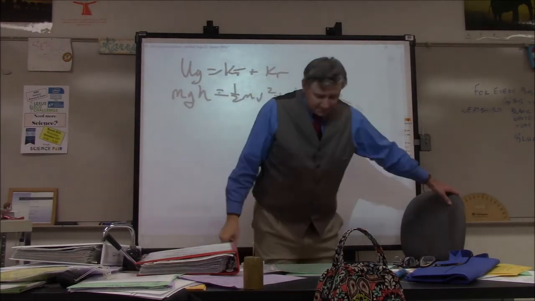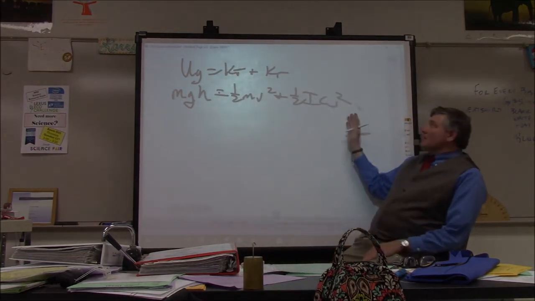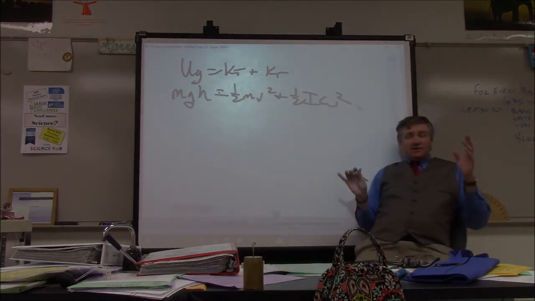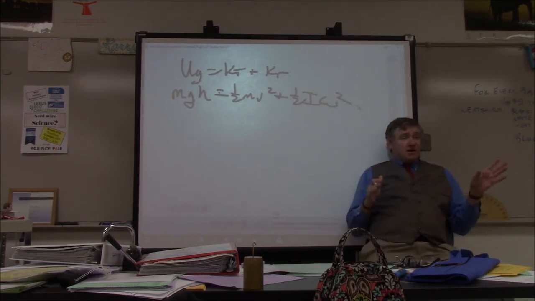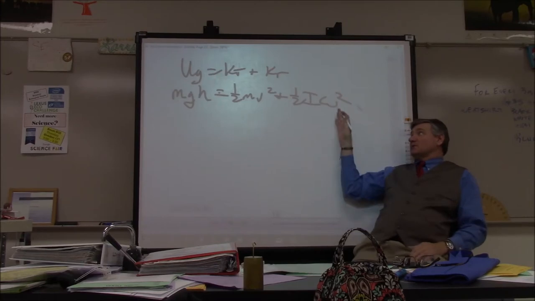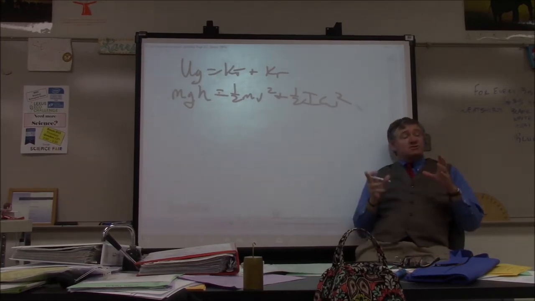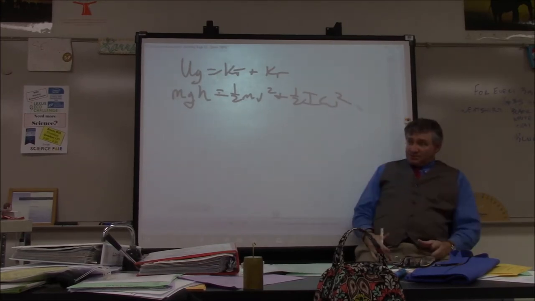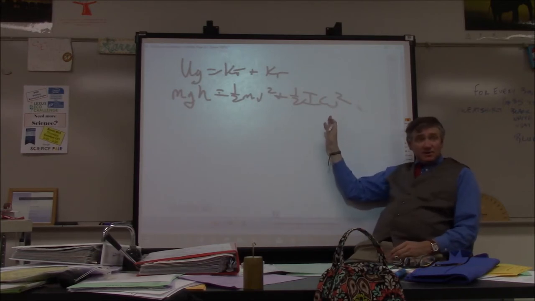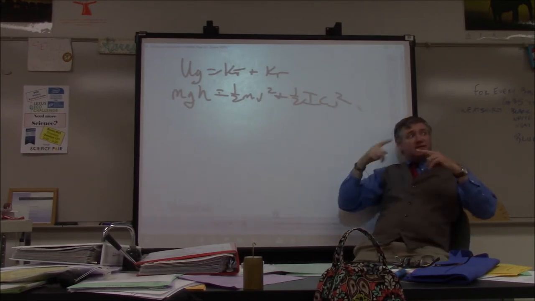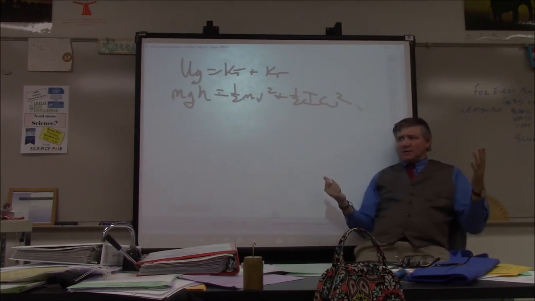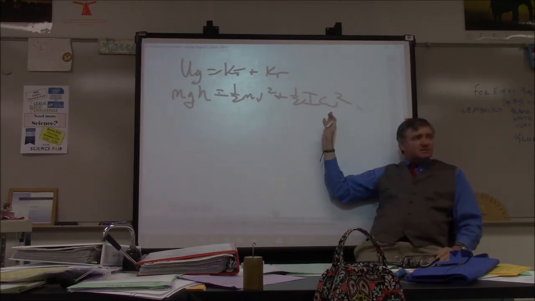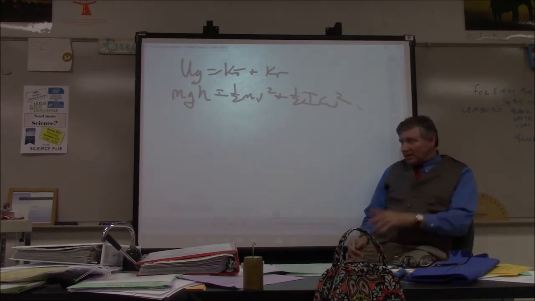Now, here's the problem. This is tough to do. I don't have a moment of inertia scale. They don't exist. I can find mass, I can find radius, I can look up a formula, but I cannot measure moment of inertia directly. Omega is tough to measure as well, because that's radians per second. Meters per second, hey, I can take a little radar gun and figure out how fast the ball was going. This is tough to measure directly, so we're going to get clever.